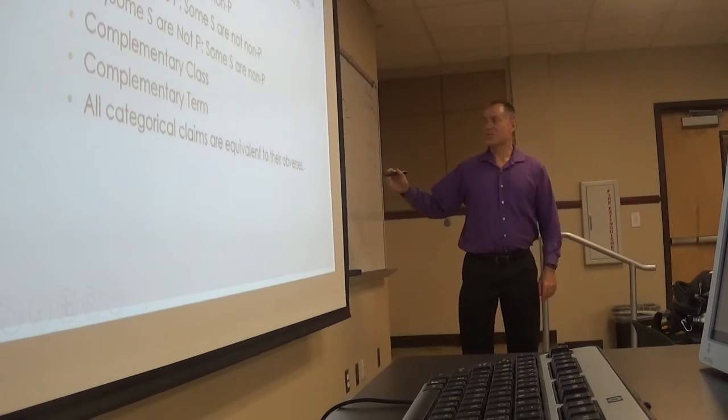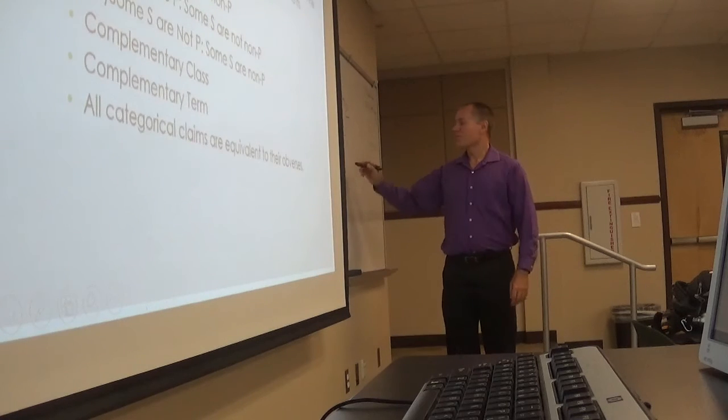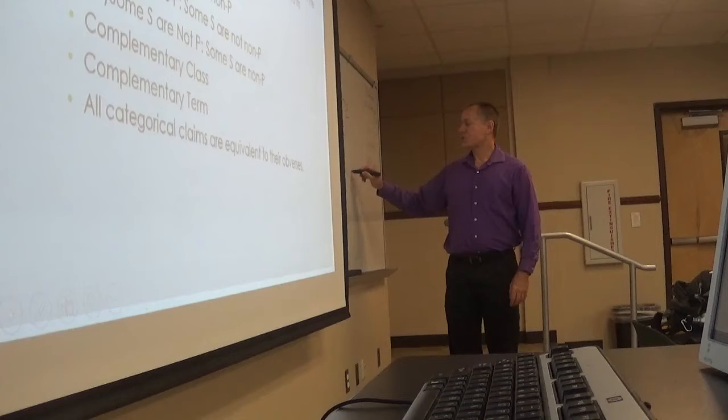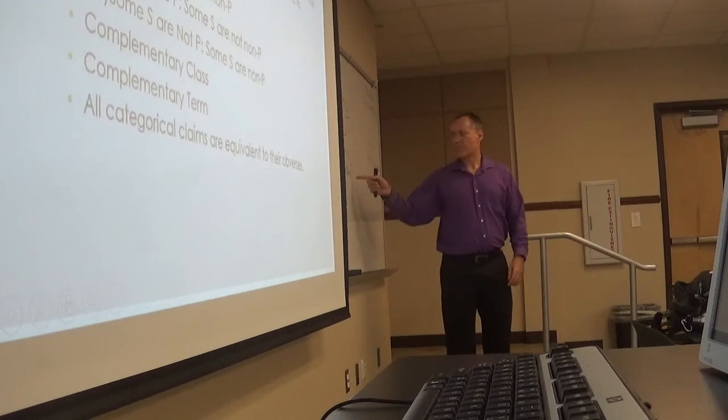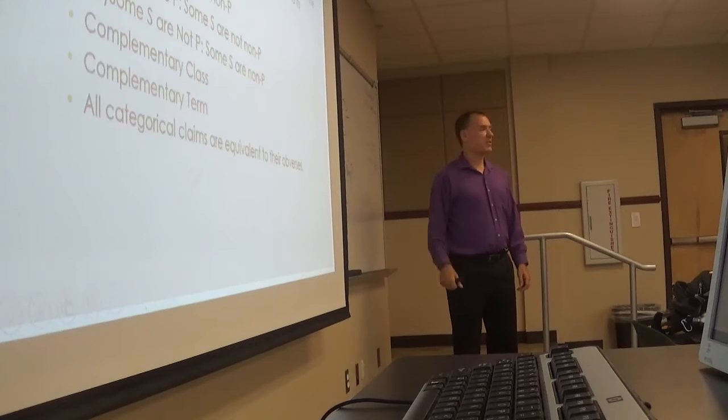Now, in most cases, and that's an example of one where it doesn't work so well, you can typically just take the predicate term and change it into non. So just tag non onto it. So P becomes non-P. Or if you already have non-P, it goes back to being P.